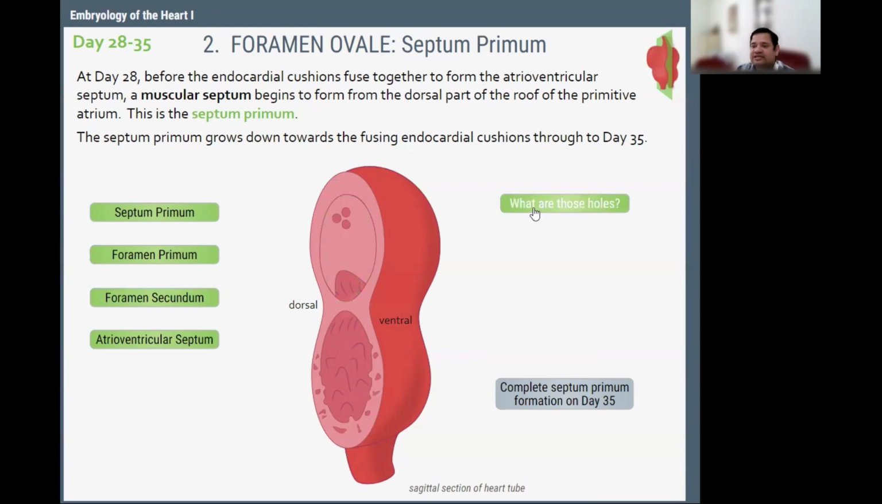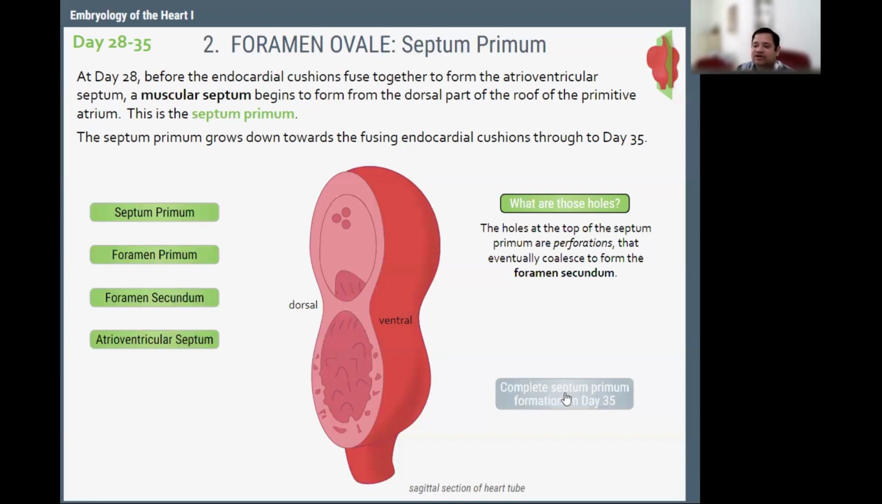So what actually are these holes? These holes are perforations in the top part of the septum primum that eventually coalesce from behind, and go on to form what? Foramen secundum. Foramen ovale, and there is also something called foramen secundum. Complete septum primum forms on day 35. We have to remember the days. So what happens on day 35? The septum primum is completely formed. This is the septum primum. Again, we will watch it, septum primum.